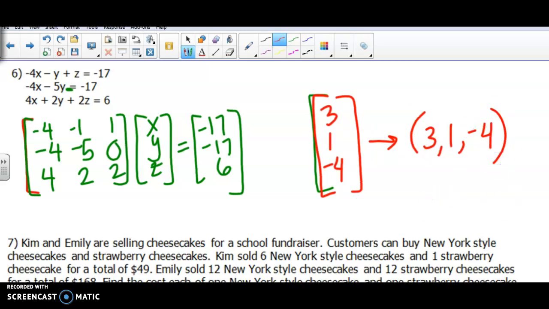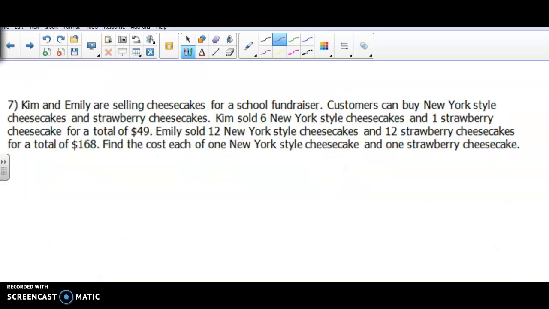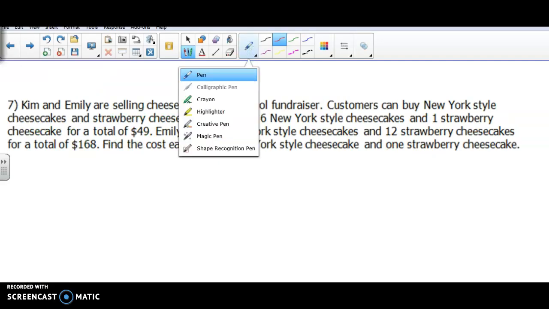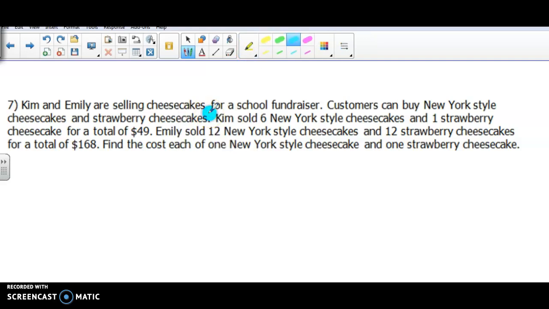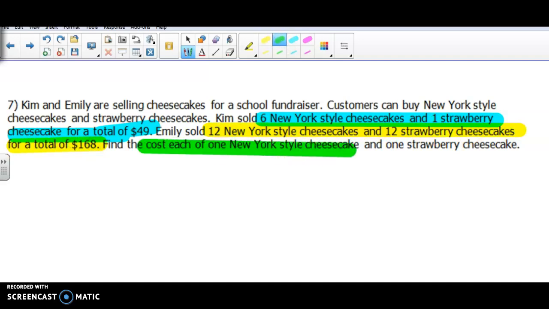Okay? So you can also use these to solve your dreaded word problems, but you have to kind of make sure that you're doing the same idea as before. When you go set up, you still have to set up your equations. So you would want to go in and you'd say, okay, I have a total of $49, and that's for 6 cheesecakes that are New York style and 1 strawberry. And then I have 12 New York style, and you guys were pretty good at this. So what we're trying to find here is the cost of each one.